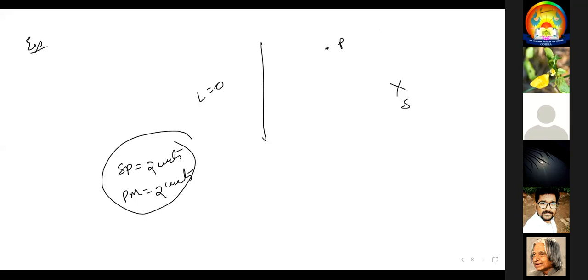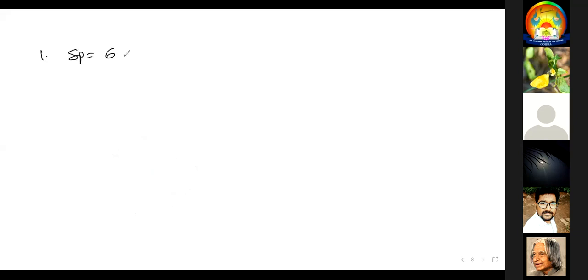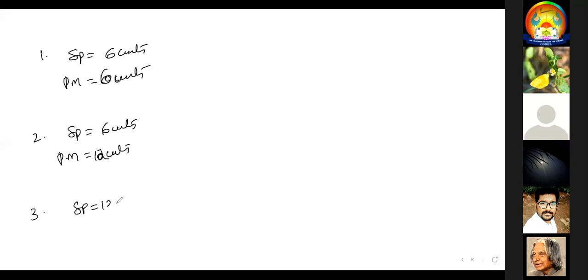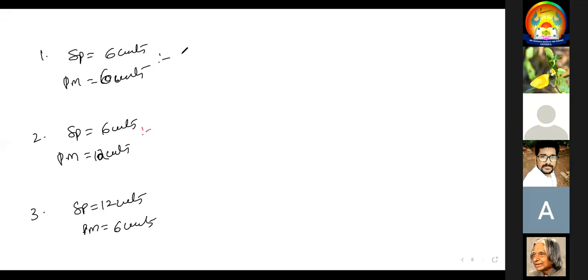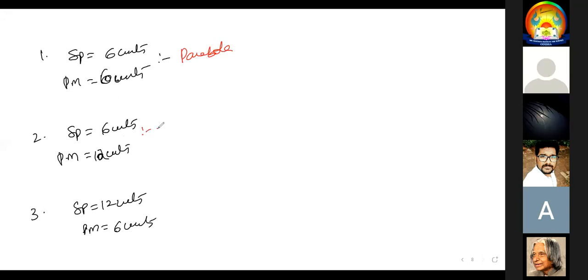Now, first one, SP is equal to 6 units, PM is equal to 6 units. Second one, SP is equal to 6 units, PM is equal to 12 units. Third one, SP is equal to 12 units, PM is equal to 6 units. Now, case 1 forms a parabola, case 2 forms an ellipse, case 3 forms a hyperbola.